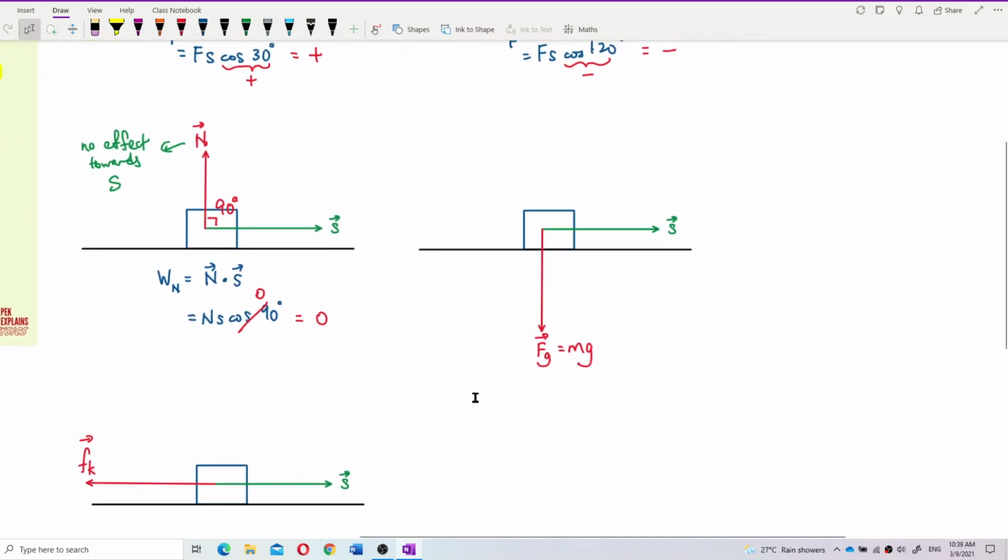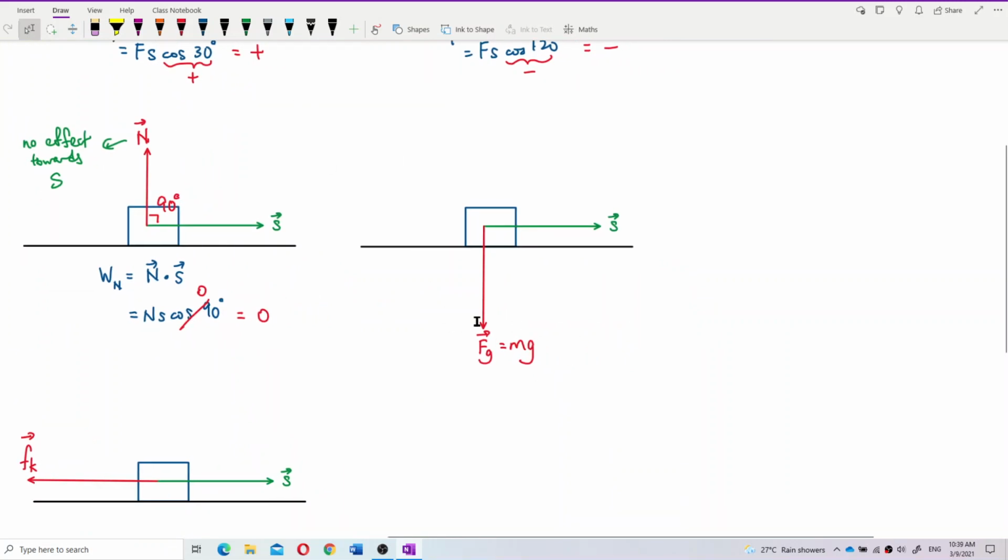Again, how about work done by gravity? We normally write gravitational force as Fg. Why don't we write it as W? Because we normally write it as weight, isn't it? We normally write this as weight equal to mg. But this time we try to change it to gravitational force instead of weight. Actually this weight and gravitational force, they are the same thing. But we don't write as W, we write as Fg.